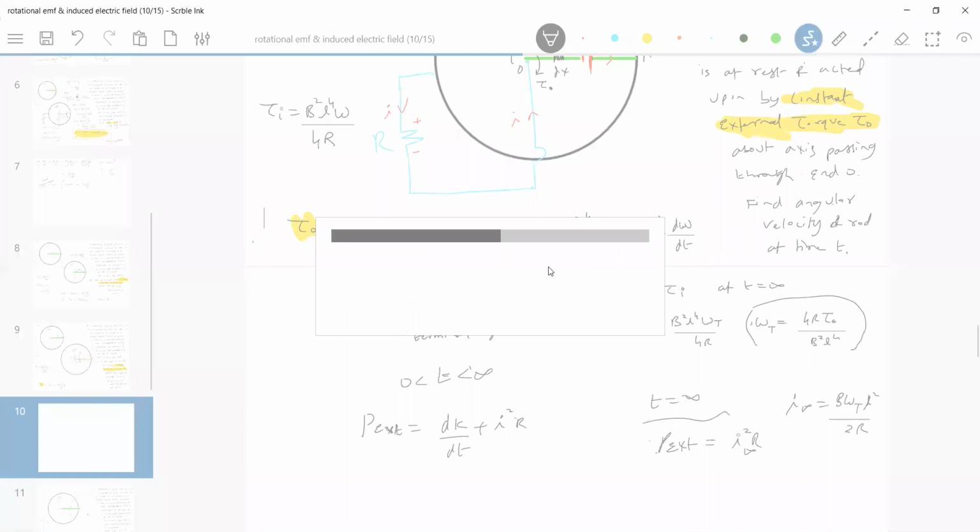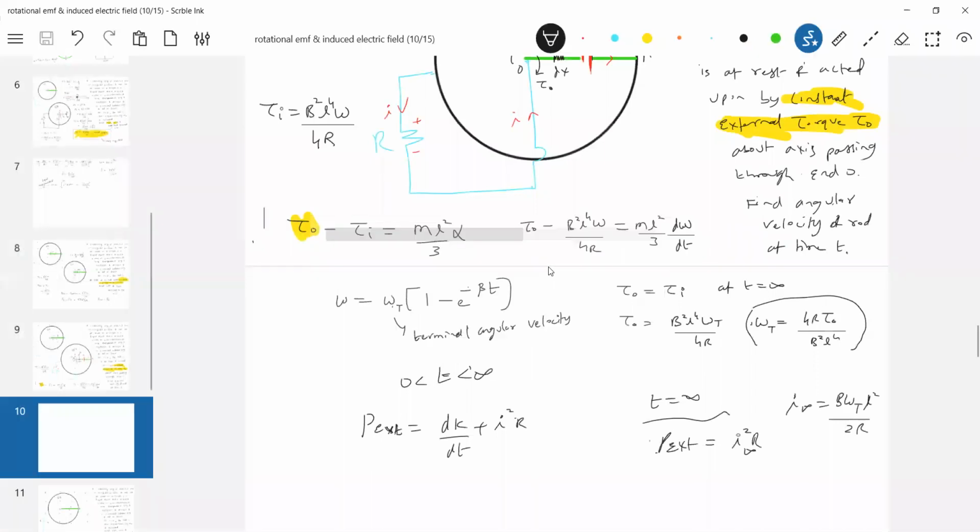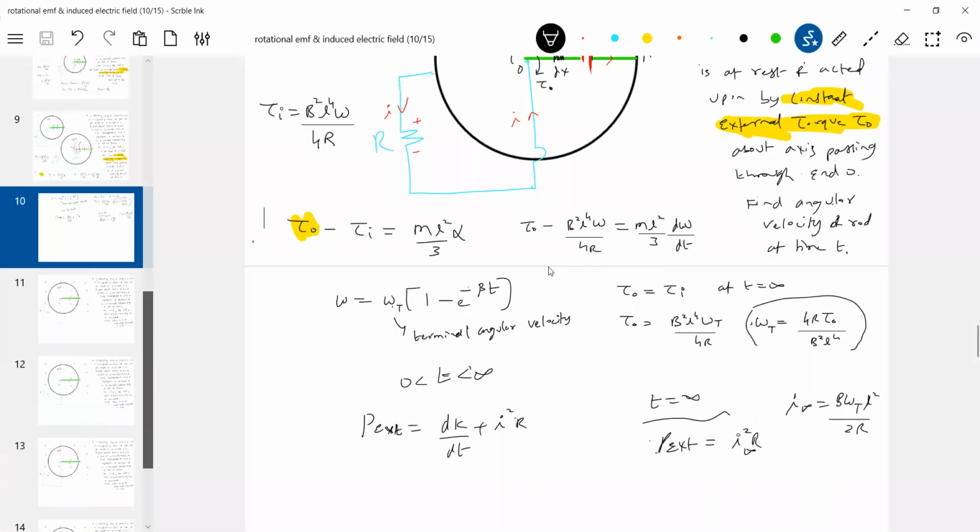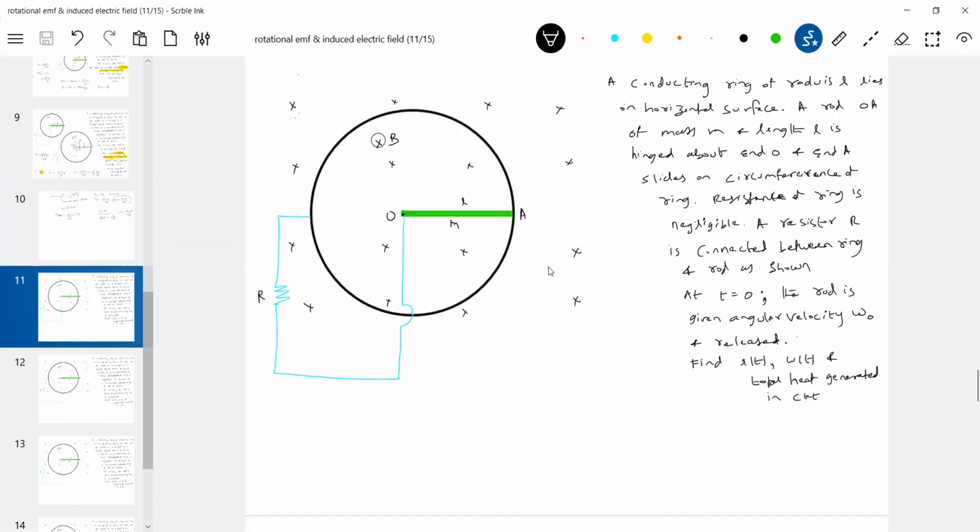Next, one more situation. I'll bring friction. There'll be a friction between this one. So let there be friction, coefficient of friction be mu.